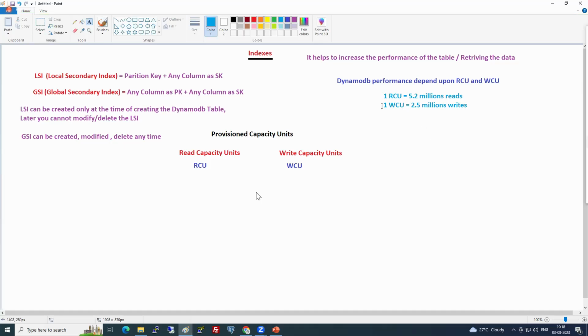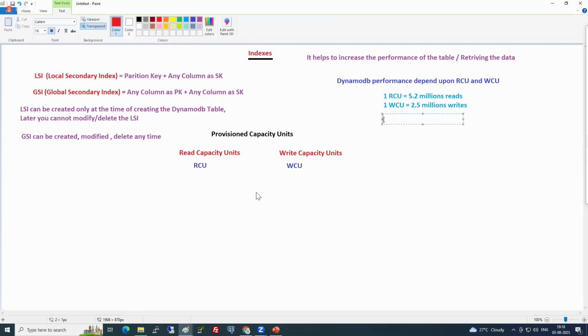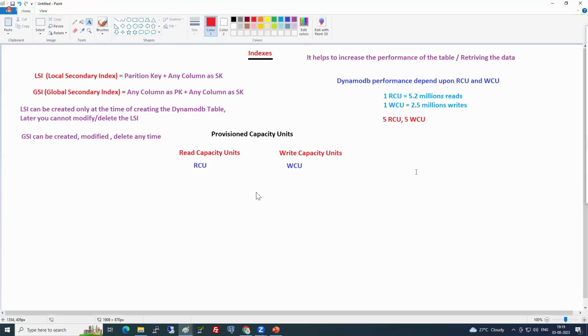By default, DynamoDB is giving 5 RCU and 5 WCU. Just imagine how much high performance you will get from DynamoDB. Even if you have trillions of data per second, it can handle it. It is very, very powerful. So I have given 5 RCUs and 5 WCUs, and based on this number, your DynamoDB performance will be there.